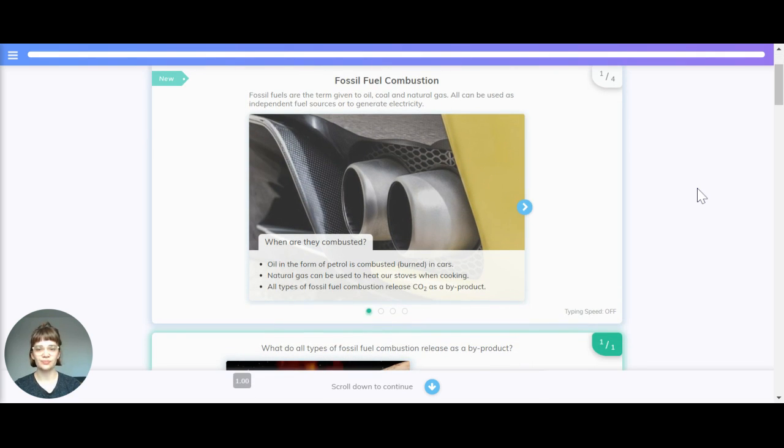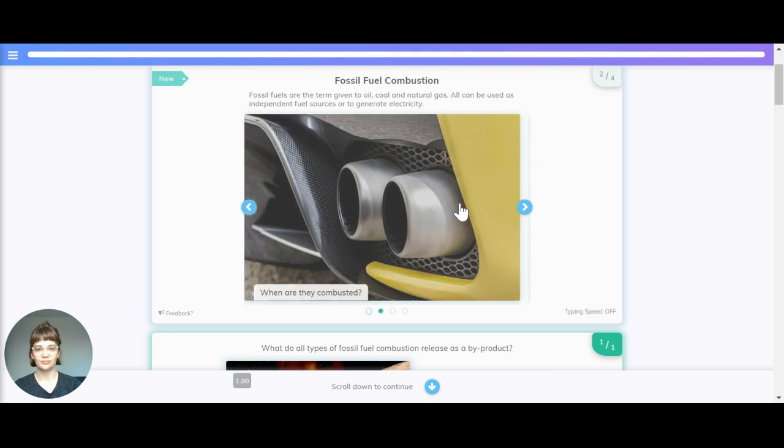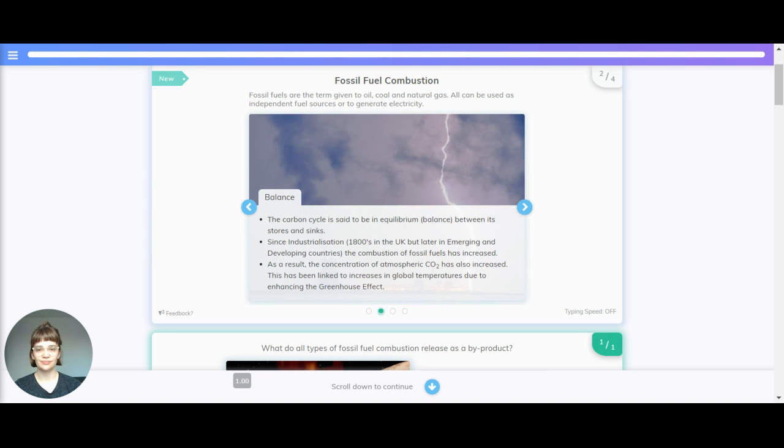When are they combusted? Oil in the form of petrol is combusted or burned in cars. Natural gas can be used to heat our stoves when cooking. All types of fossil fuel combustion release CO2 as a byproduct. Balance. The carbon cycle is said to be in equilibrium or balance between its stores and sinks.